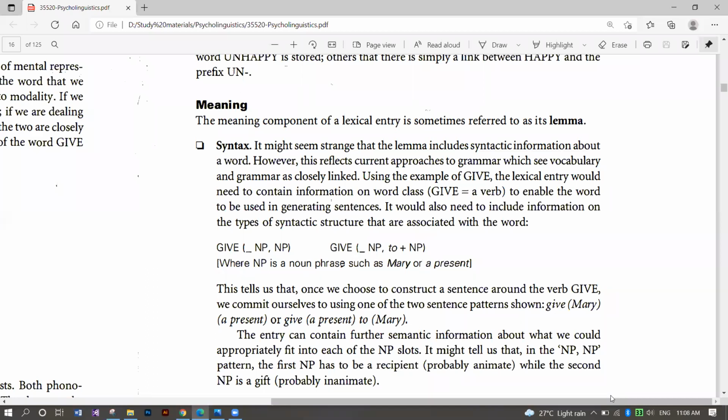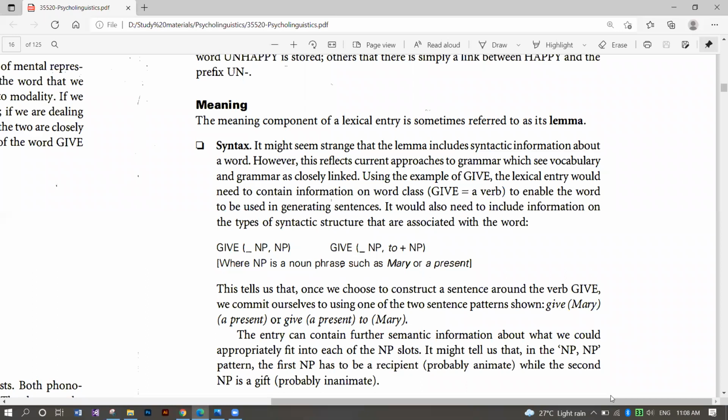Yes, okay. The meaning component of a lexical entry is sometimes referred to as its lemma. Again, what we discussed above in the model, the same thing is happening here: the meaning is what we can refer to as the lemma.